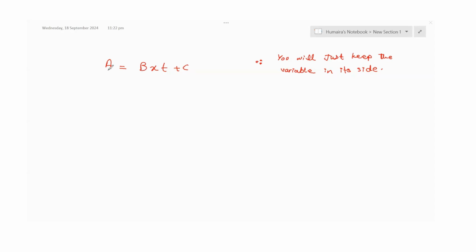Okay. The question is a equals bxt plus c. We will just keep the variable in its side. That means we will keep the variable term in its place. We will not shift this variable term to the other side. Instead, I will suggest you to shift the remaining terms that are present along with the x variable. So first of all, you can see there is c. So I will shift this positive c to the other side, and it will become a minus c is equal to bxt, right?